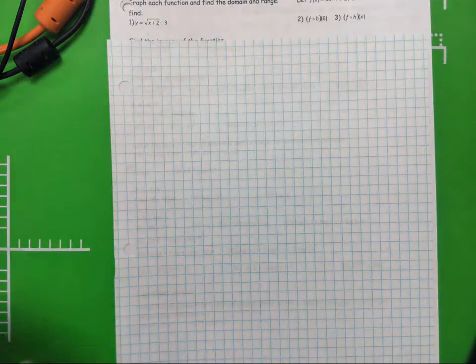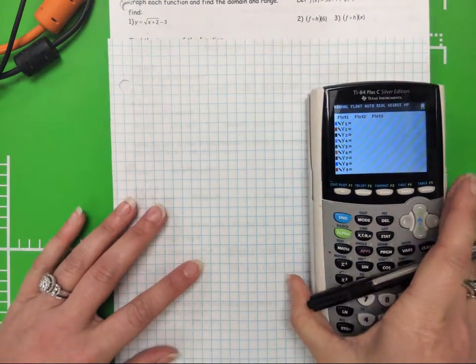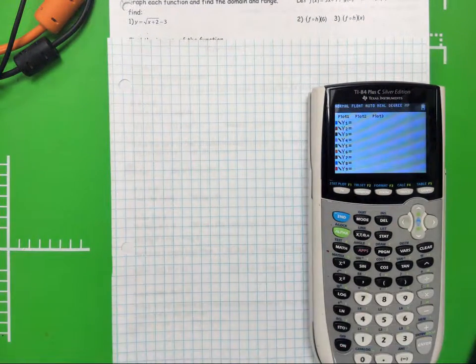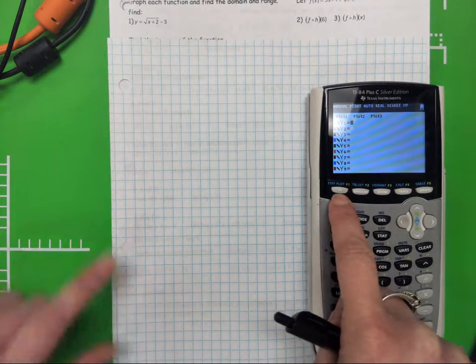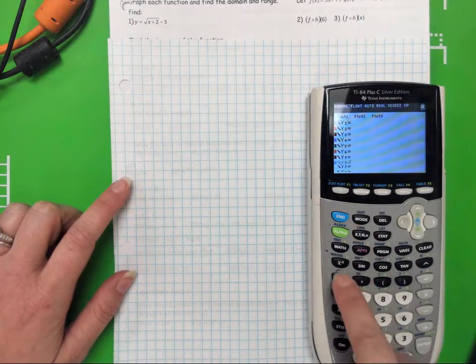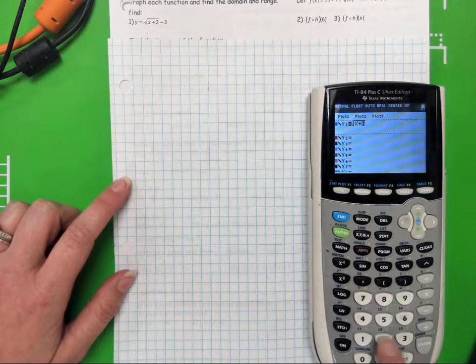Alright, here we go. So number 1 says to graph that. So what do we do first to graph something? Where do we go to graph something, guys? Y equals. Very good. So go to y equals, and we're going to type it in. Square root of x plus 2.